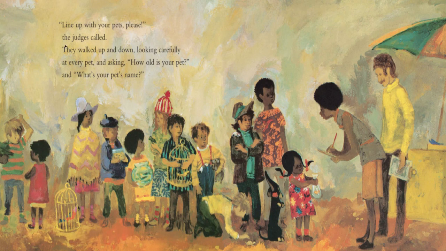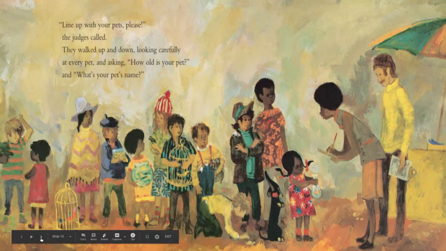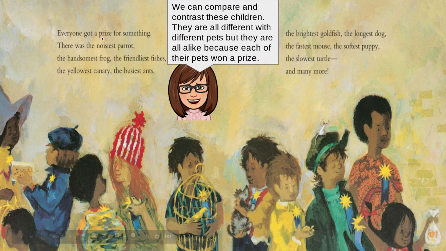"Line up with your pets, please," the judges called. They walked up and down, looking carefully at every pet and asking, "How old is your pet?" and "What's your pet's name?" Everyone got a prize for something. There was the noisiest parrot, the handsomest frog, the friendliest fishes, the yellowest canary, the busiest ants, the brightest goldfish, the longest dog, the fastest mouse, the softest puppy, the slowest turtle, and many more.